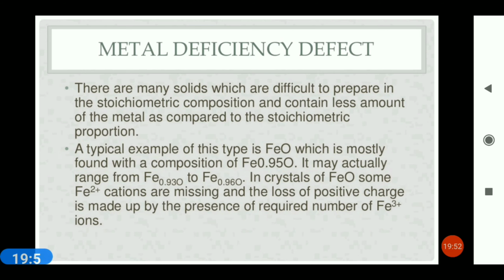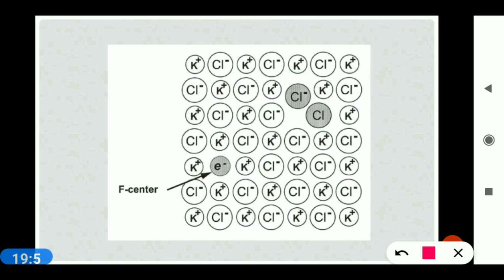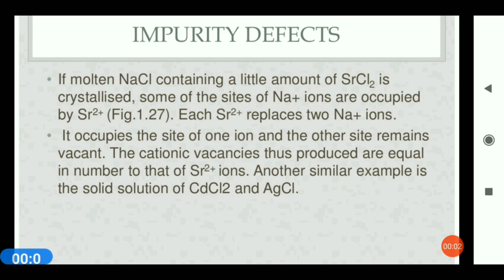You can see here the diagram of the F center which we have discussed. Here Cl- is missing, but the electron is present here. Because of this electron present on the anionic site, this is the F center and the reason for the color of the crystal. Now the third category is the impurity defect.